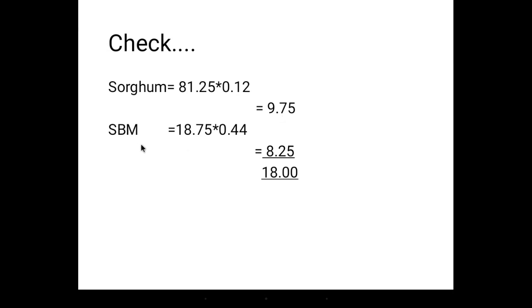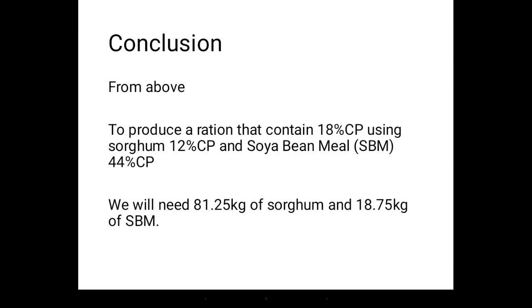For soybean meal, we got 18.75 as the final figure. We multiply this by the 44% CP we have, so we will have 8.25. The addition of these two figures, we must have our targeted protein level. If you don't have this figure, then something is wrong somewhere during the calculation, so you can quickly check and make corrections.